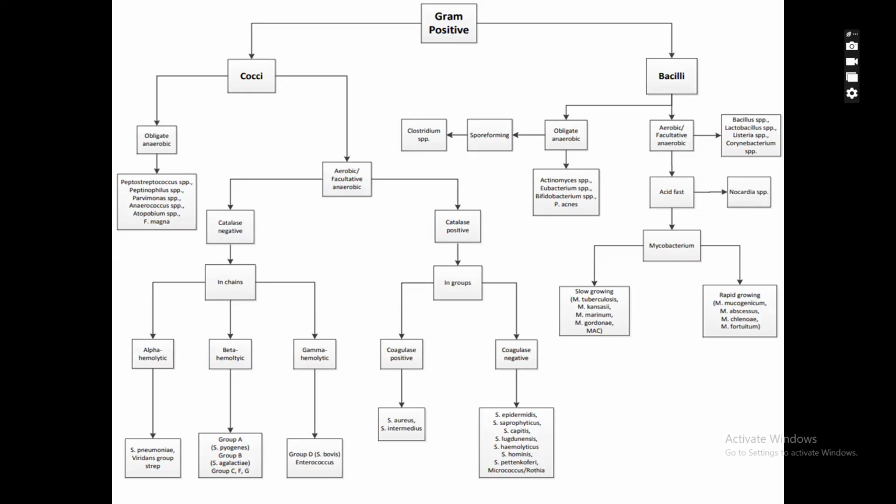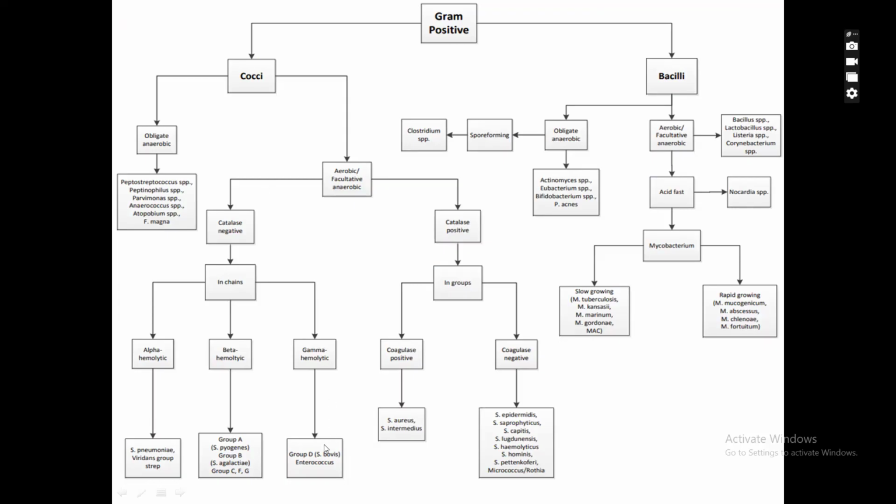The cocci and aerobic cocci are again divided into catalase negative and catalase positive. The catalase negative being the streptococcus, the catalase positive being the staphylococcus. So the strep is always catalase negative. Coming to the classification, it is alpha, beta, and gamma hemolytic depending on the hemolysis on the blood agar. So group D streptococcus is known as enterococcus.